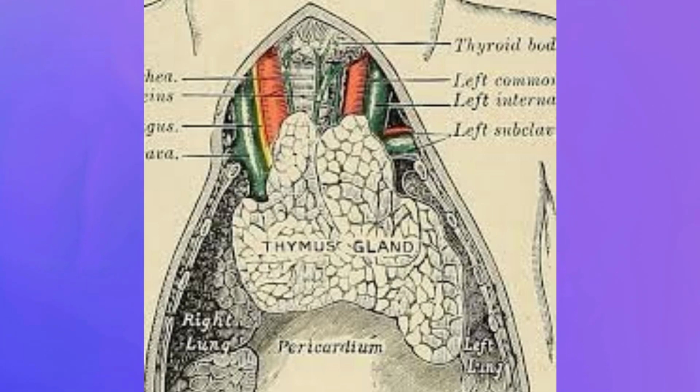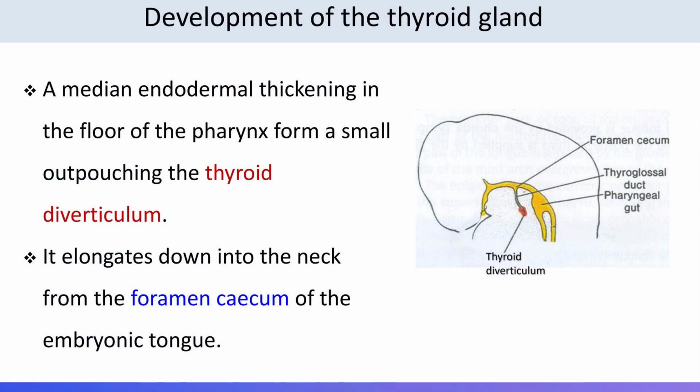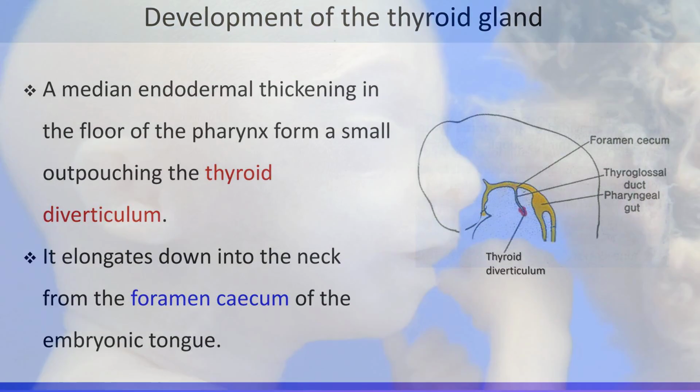The false capsule, on the other hand, is derived from the pretracheal fascia, which envelopes the gland and provides a surgical plane. This distinction is vital for understanding surgical approaches and the spread of disease. The development of the thyroid gland is a fascinating process, beginning very early in embryonic life.